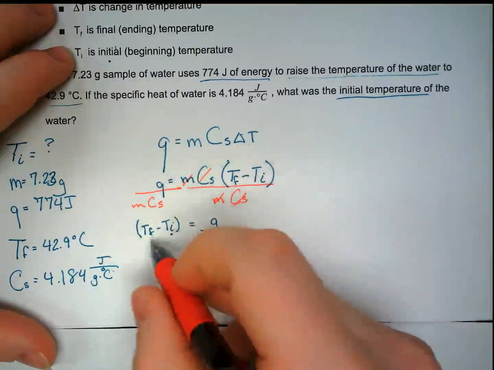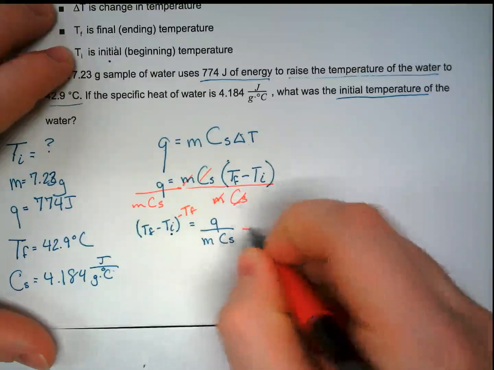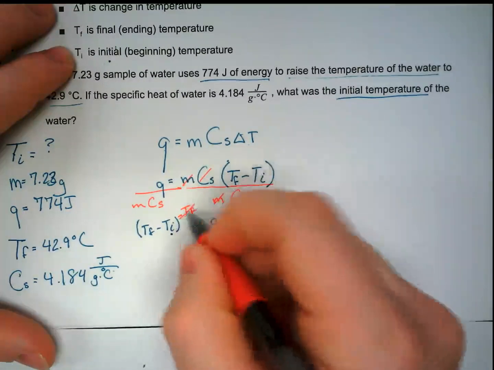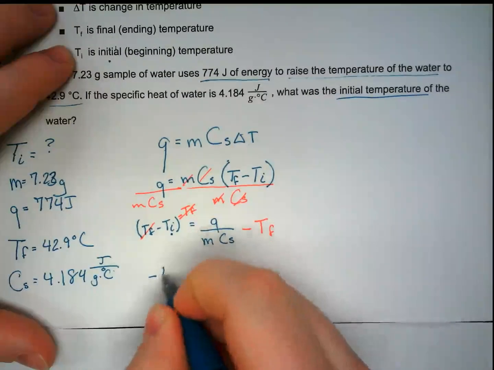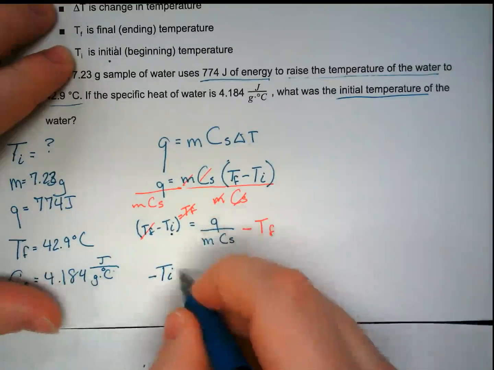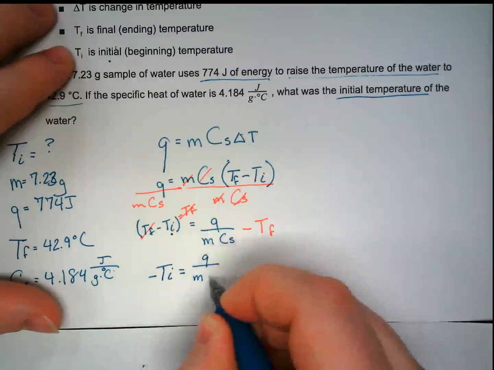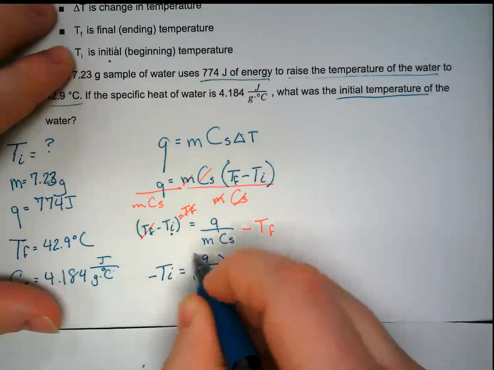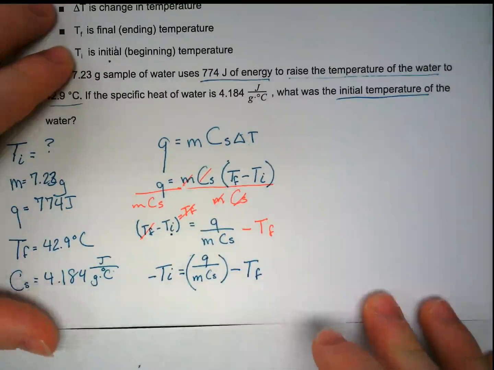So in order to get this guy out of here, I've got to subtract final temperature from both sides. So it cancels out over here, and it stays over here, and then I'm left with a negative initial temperature is equal to Q over M times CS, and it's going to be minus a final temperature.